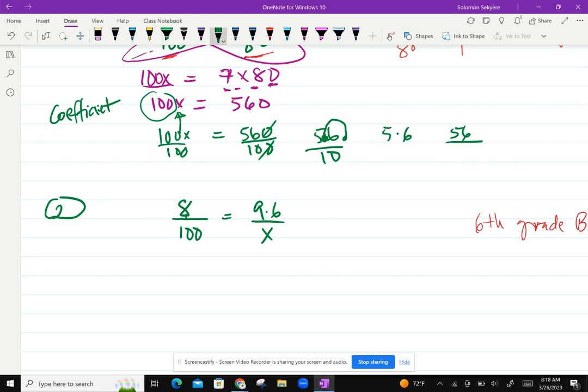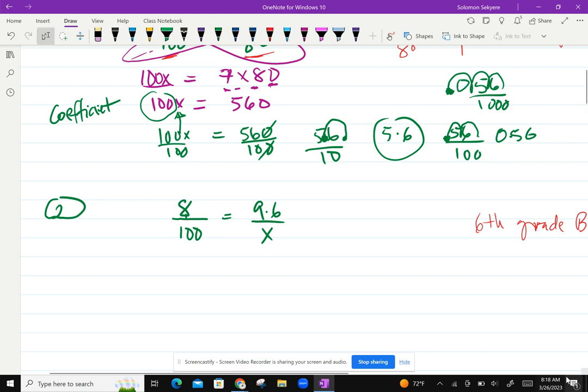If it's 56 over 100, for example, you're going to move it 1, 2. Your decimal point comes over here, 0.56. If it's over 1,000, then you're going to move it 1, 2, 3. Your decimal point comes over here, and then you put a 0 in that space, 0.056.